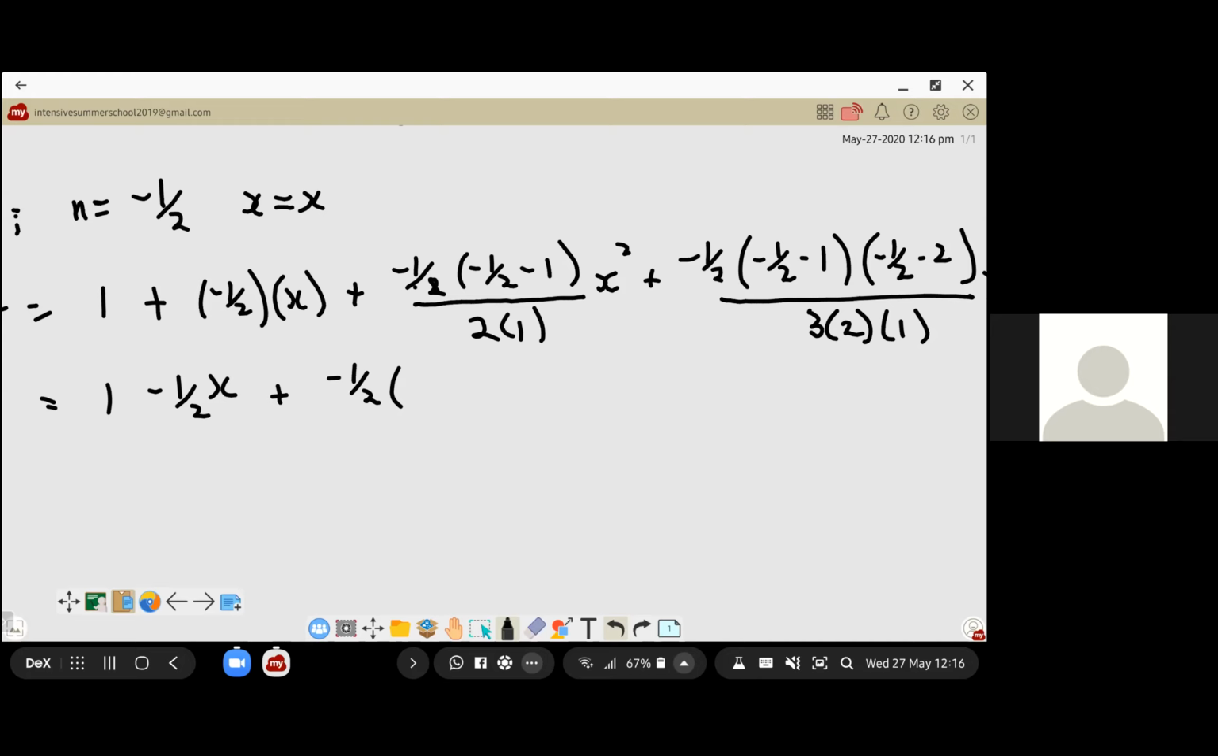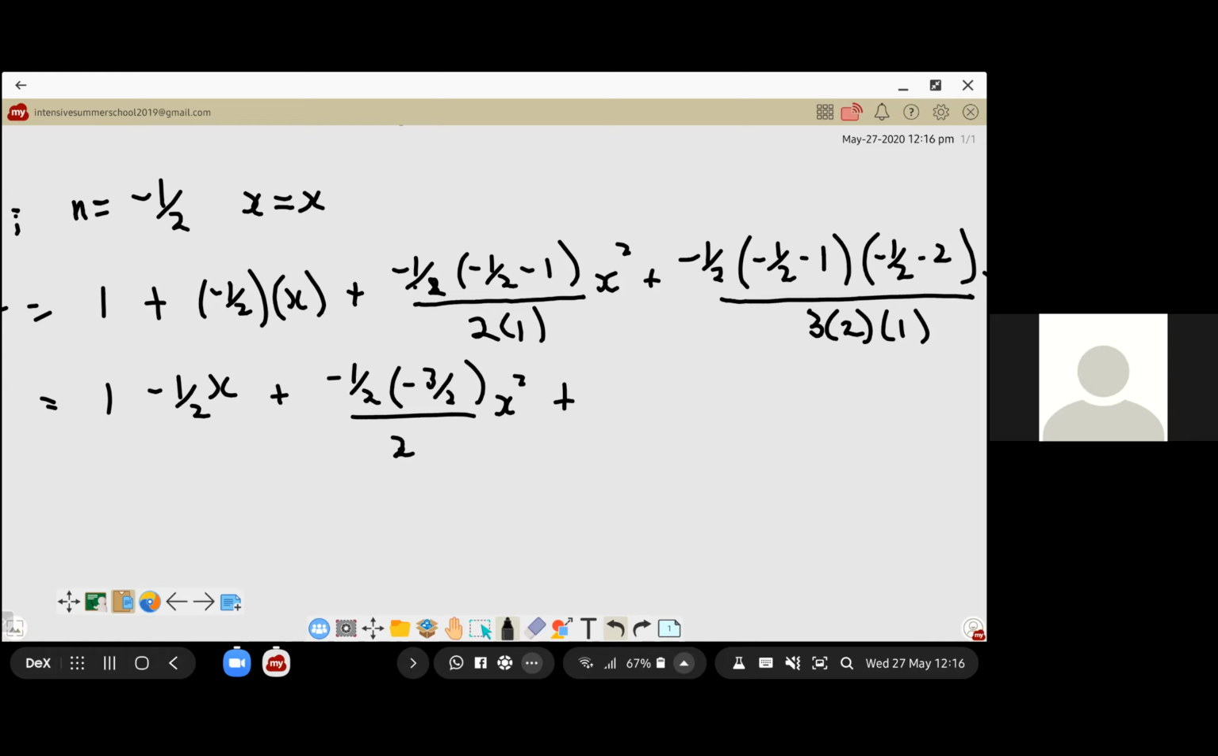Yes, I get it. Negative half minus 1 will give you negative 1.5. And negative 1.5 is the same as negative 3 over 2. So negative 3 over 2. If you work with it more, you may not even need a calculator. At the beginning, you may need a calculator, but you are going to work faster.